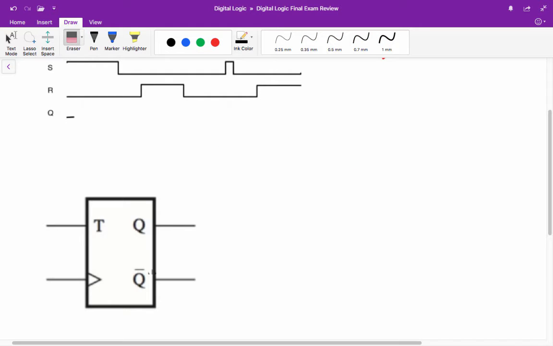Okay, sorry about that. Here we have our flip-flop, and we can tell it's a flip-flop because of the triangle. That triangle is telling us it's a flip-flop, and this is a positive edge flip-flop. If we had a little bubble here, then that would be a negative edge flip-flop.